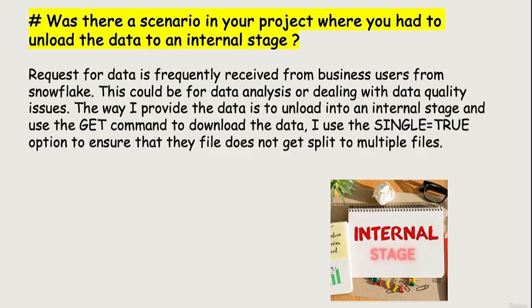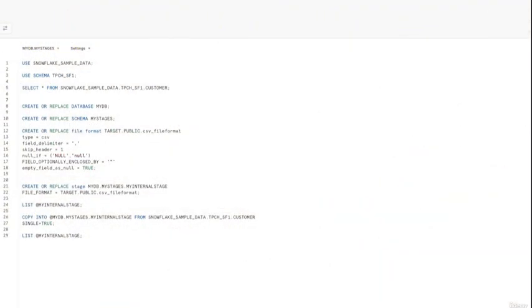Generally, what happens is that the copy command will produce multiple files when you run it. In this particular scenario, because we want to provide the file to an end user, we need the entire data to be inside one single file, and for this reason we should use the parameter single equal to true to ensure that the unloaded files do not get split into multiple files. Let us jump into a demo to see how we can unload data into an internal stage.